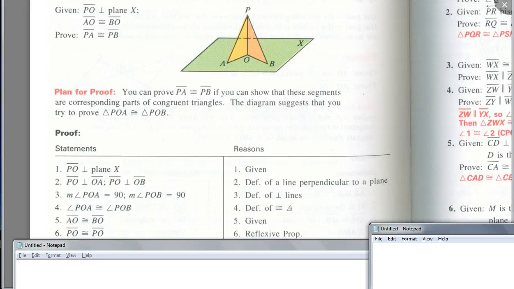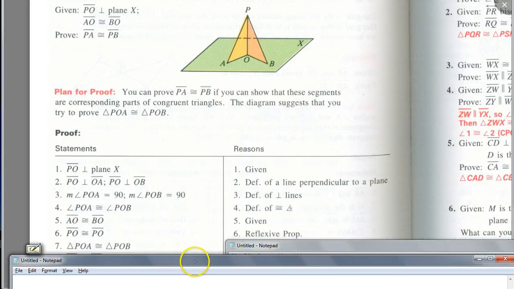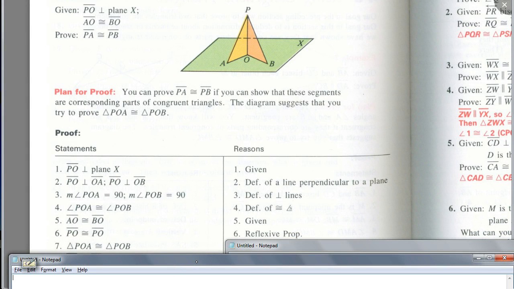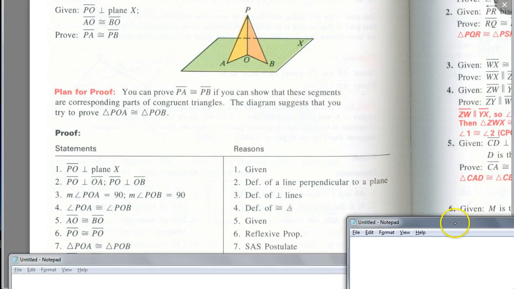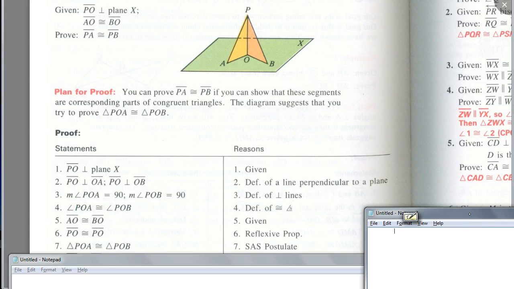Could we say PA equals PB at this point? No. Not yet. We have to say something first in order to say PA is equal to PB. Exactly right. Now we could say then the two triangles are congruent. Right? Because of? It's not angle side angle, it's side angle side postulate.